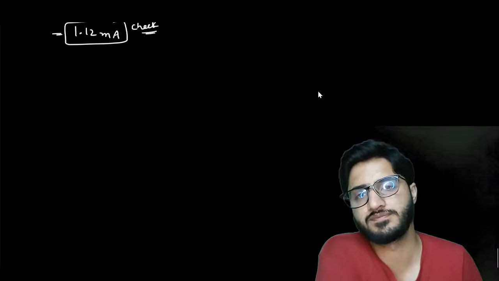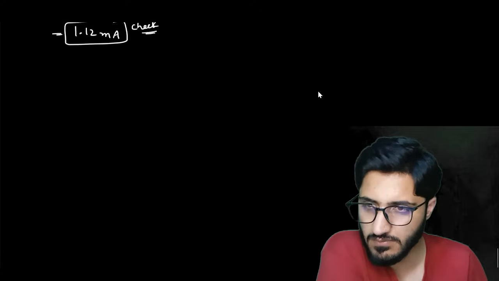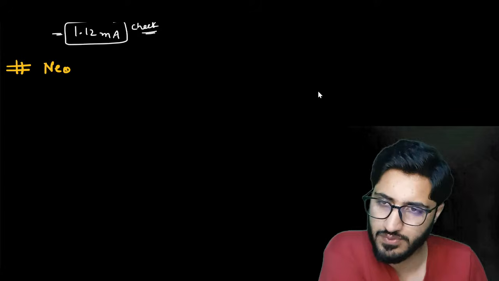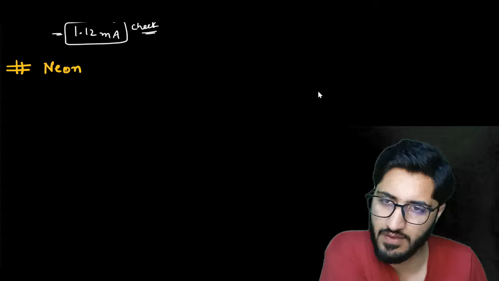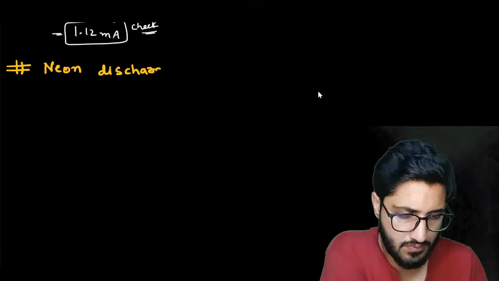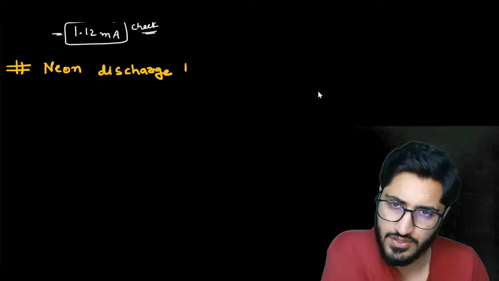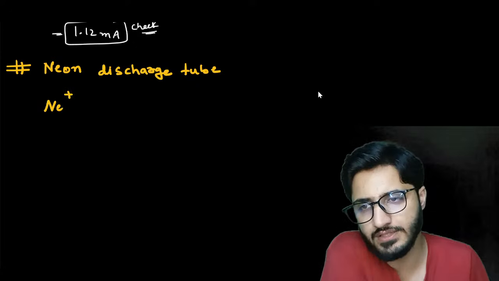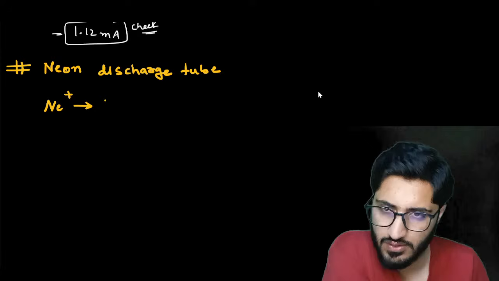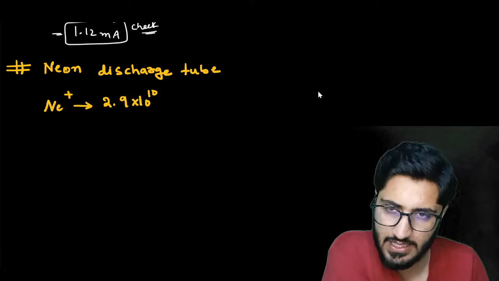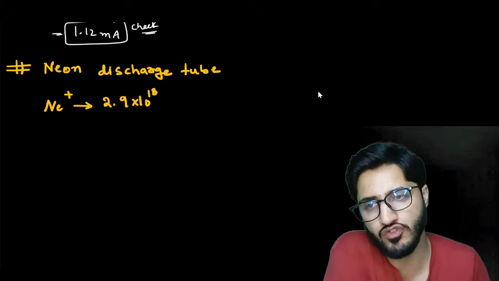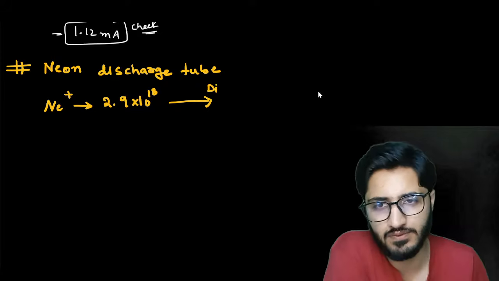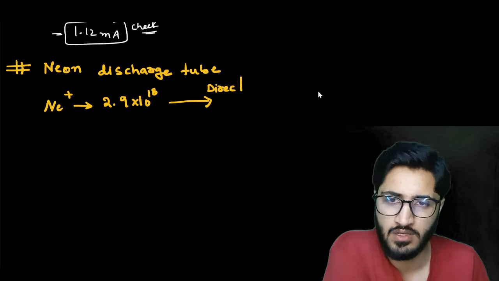One more numerical. Numerical is like we have a neon discharge tube. We have Ne plus. These are cations. 2.9 10 to power 18 Ne positive are present. These are going in rightwards. This is the direction of neon positive.